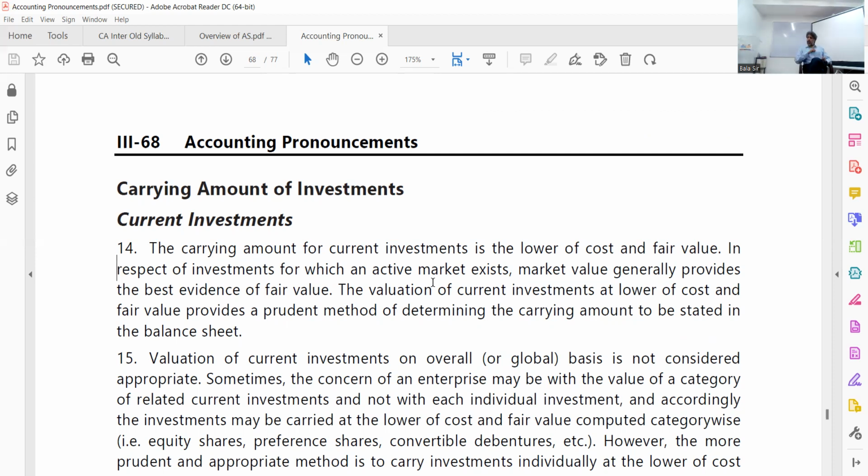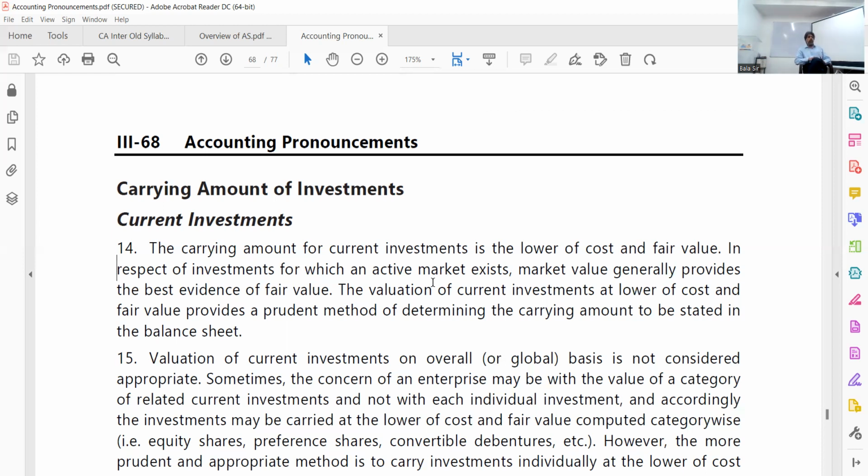Suppose the cost is, say, 100, you bought it for rupees 100 on day 1. Let's say at the end of the first year the market price of these investments is rupees 90. Then what do you do? You have an investment account, debit, and the bank account, credit, 100 rupees. That is the entry on day 1. But at year end, the investment should be only 90, right? How do you bring down the asset by 10? You credit investment and debit the P&L account. That is what is given in para 16.